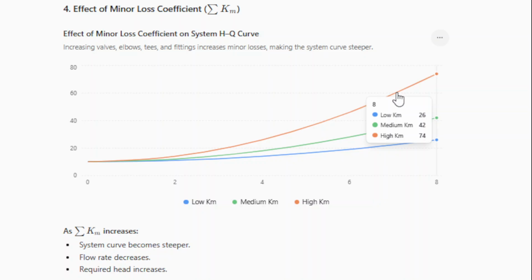If we compare all three curves at the same flow rate, the required head is lowest for the low minor loss coefficient, higher for the medium minor loss coefficient, and highest for the high minor loss coefficient. Therefore, we can conclude that increasing the minor loss coefficient increases the system resistance and makes the system HQ curve steeper. In simple terms, more valves and fittings require more head to deliver the same flow rate, whereas fewer valves and fittings require less.